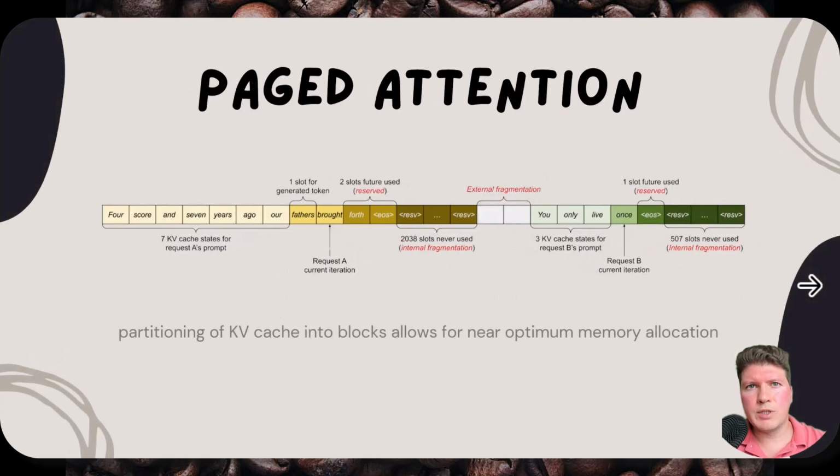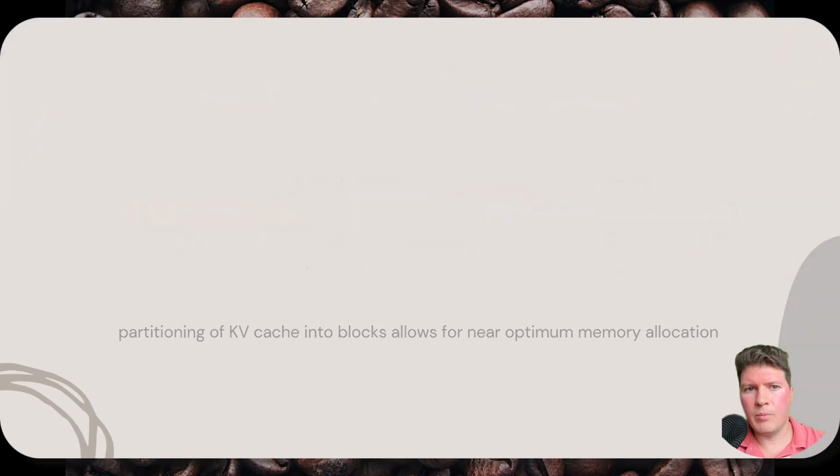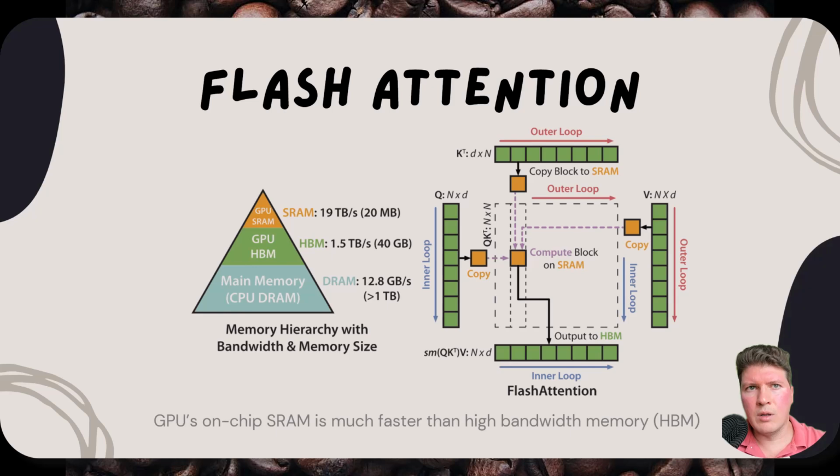Paged attention partitions KV cache into blocks so that internal and external memory fragmentations do not occur. Flash attention makes use of much faster on-chip SRAM memory compared to high-bandwidth memory.